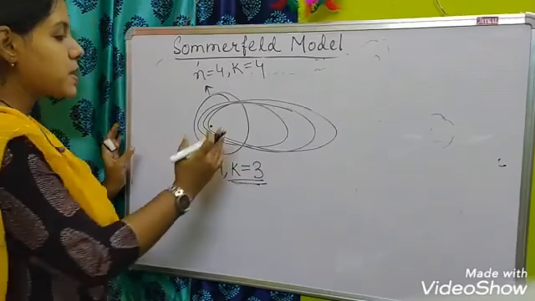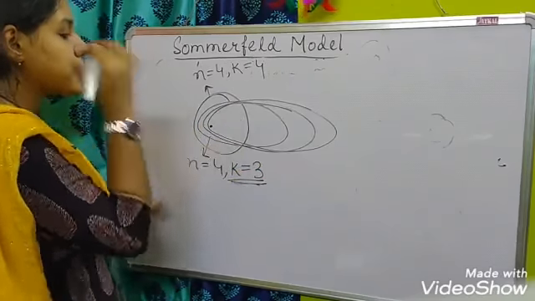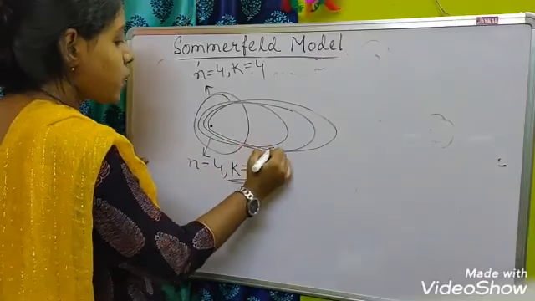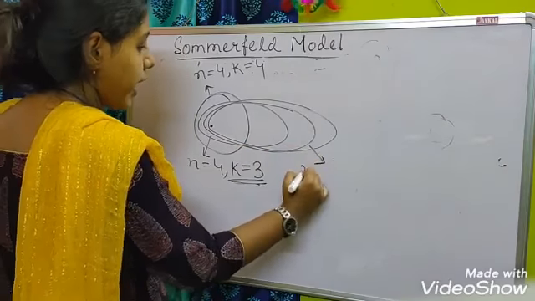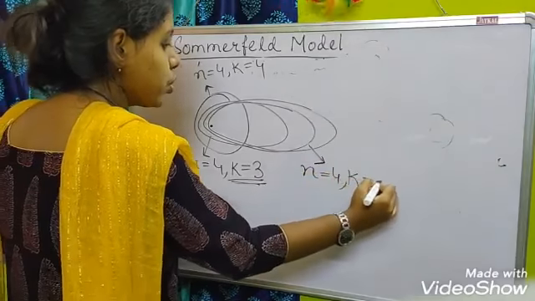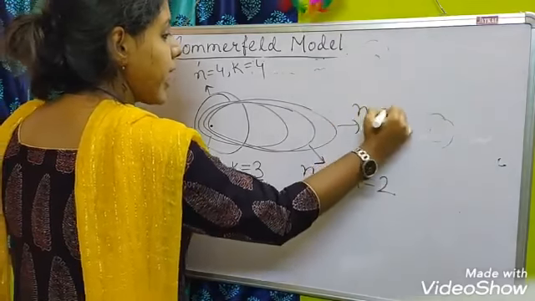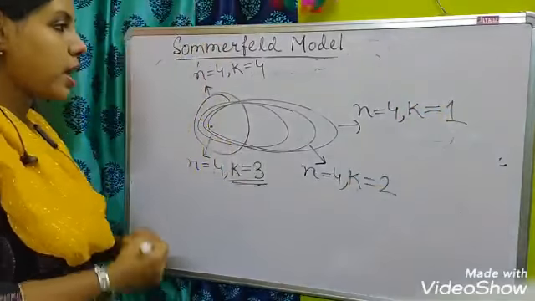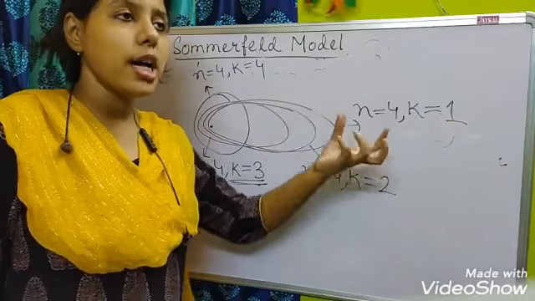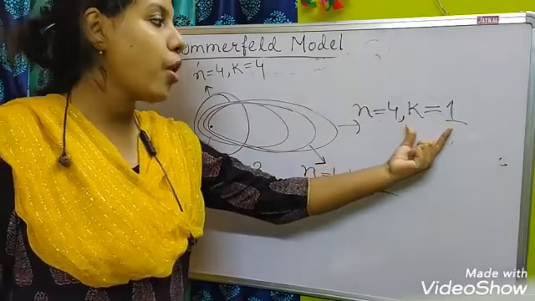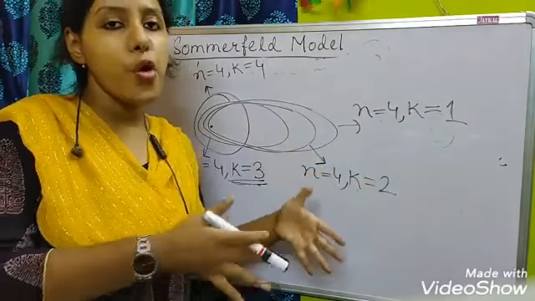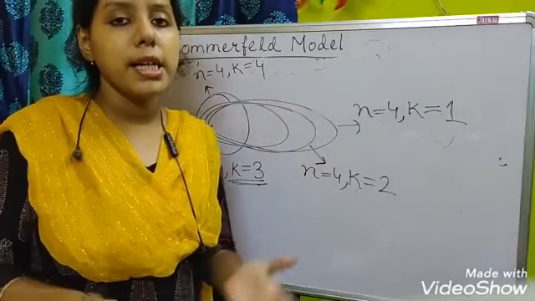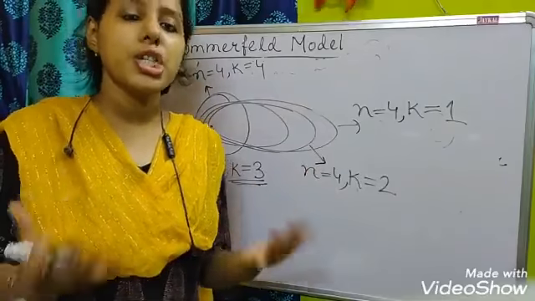That means the more it is close to the nucleus, it is getting a circular shape. So for this n is equal to 4, k is equal to 3. The next one has n equal to 4, k equal to 2. And the last one, n equal to 4, k equal to 1. That means the more the value of k is becoming close to n, the more its shape will go close towards a circular shape.